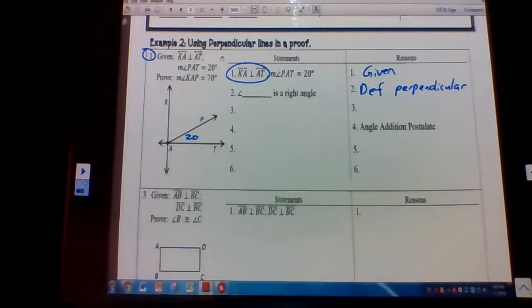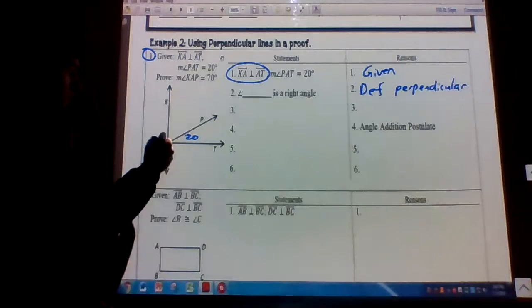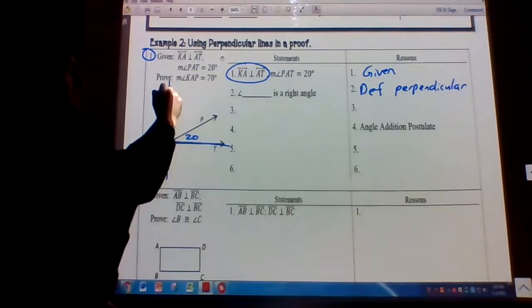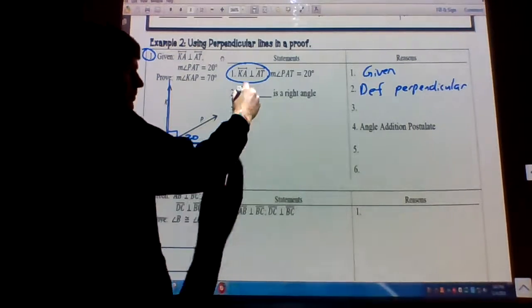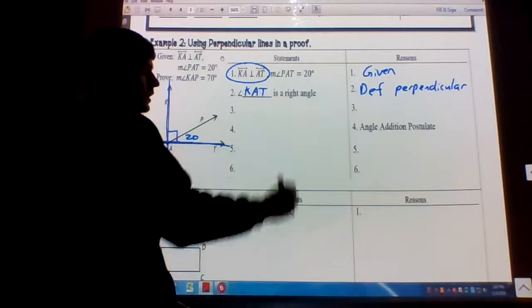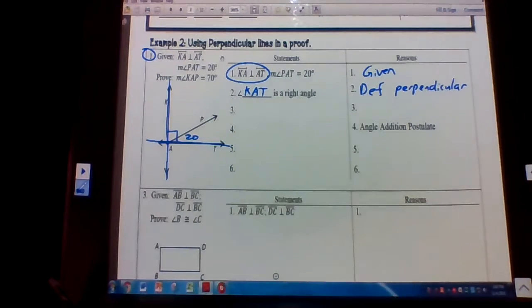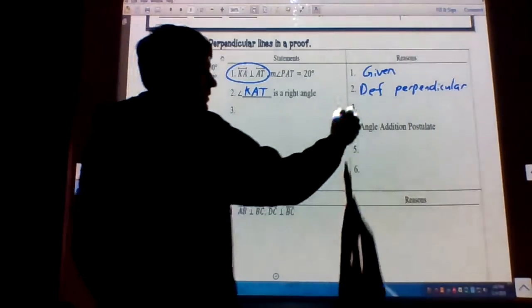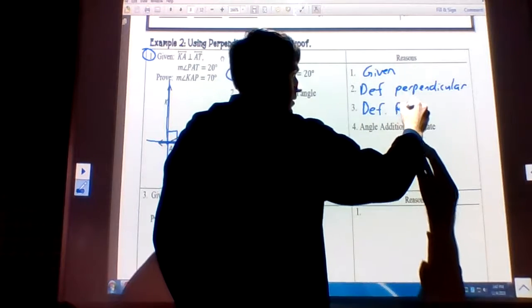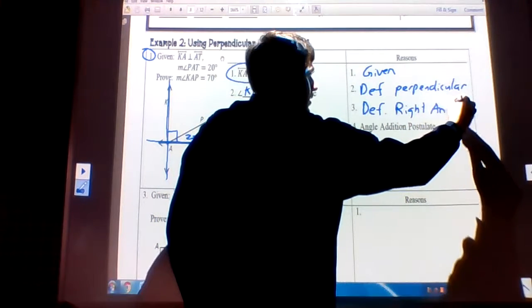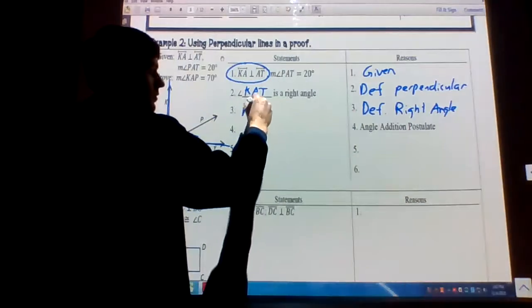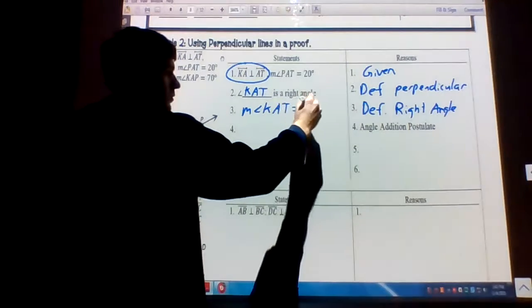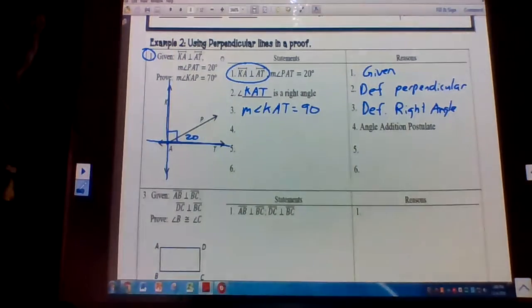The definition of perpendicular tells us that this angle right here is a right angle. So here are our two lines that are perpendicular, AT and KA. That means this angle here is our right angle, so angle KAT is a right angle. And since it's a right angle, by the definition of a right angle, the measure of angle KAT is equal to 90. So angle KAT is a right angle, therefore the measure of angle KAT is 90.